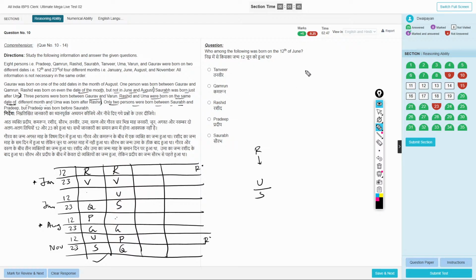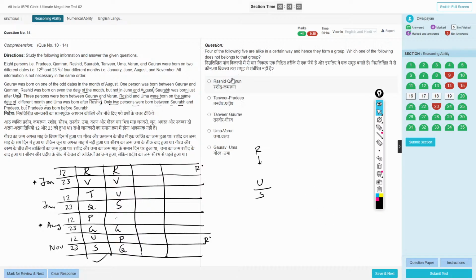So this one, 12th of June. So which is missing? T. So Tanveer, 12th June. Okay. Even date November. U. How many persons between Saurav and Tanveer? S and T. 1, 2, 3, 4. From the following, born last: S. Saurav. Okay.